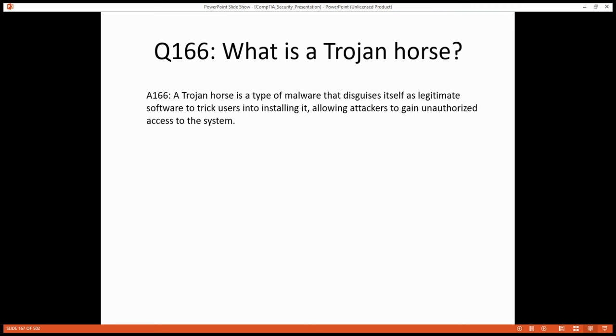Q166. What is a Trojan horse? A166. A Trojan horse is a type of malware that disguises itself as legitimate software to trick users into installing it, allowing attackers to gain unauthorized access to the system.